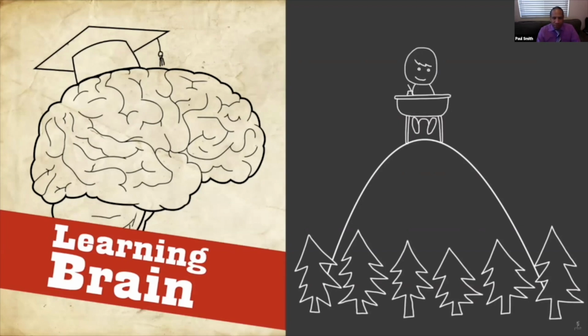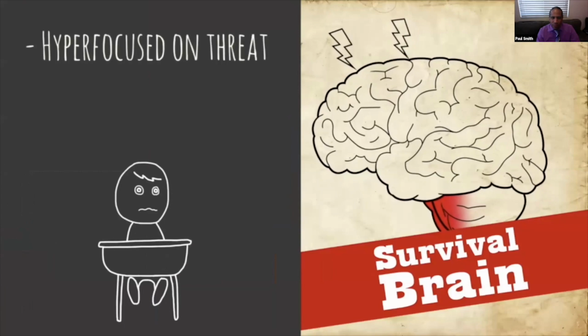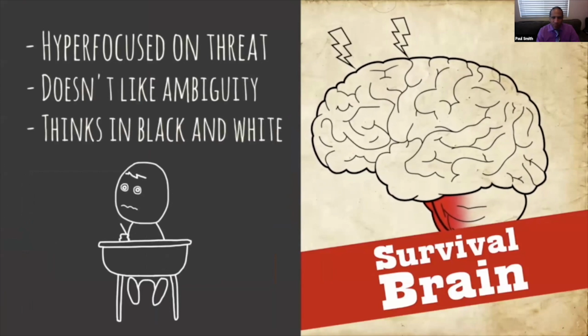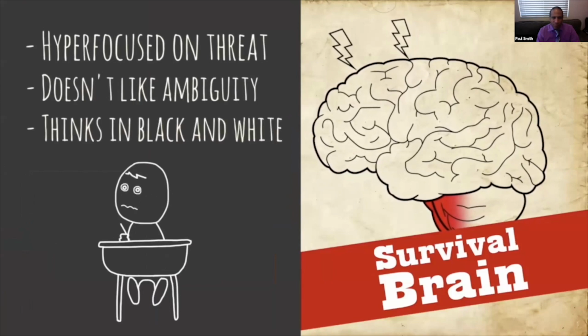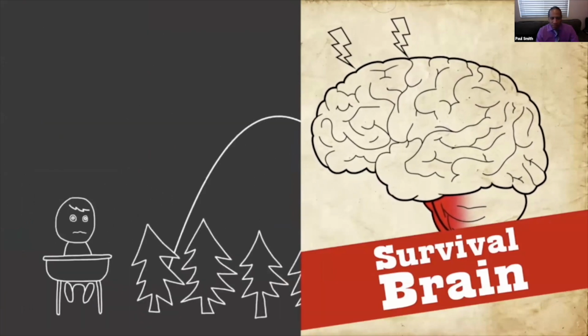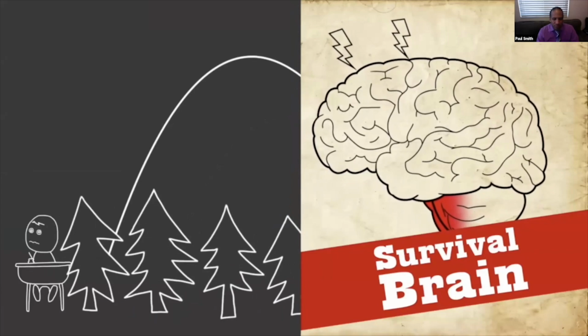Now, survival brain, on the other hand, is completely different. It's hyper-focused on threat. It doesn't like ambiguity. It wants clear, hard facts. It thinks in black and white terms. It doesn't want anything to be gray at all. And then emotionally, you can imagine that survival brain makes people feel panicky, a little obsessive, and afraid of getting things wrong. They don't feel calm and open to learning new things. They just want to get things over with.